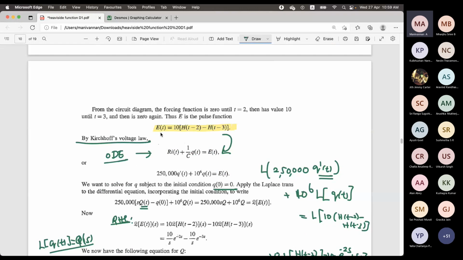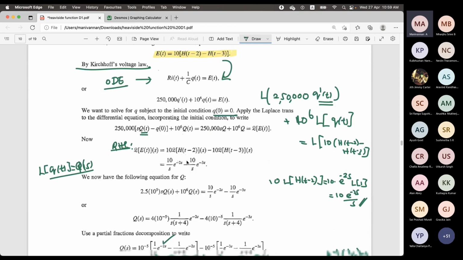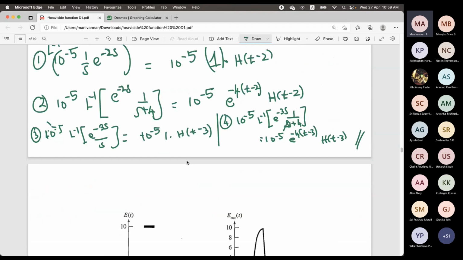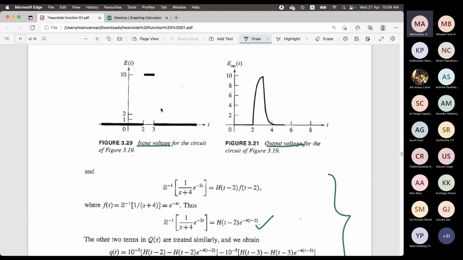Based on those functions, when t equals 2 it is 10, and between t equals 2 and 3 we have 10 times of t minus 2 minus t minus 3, just using Kirchhoff's voltage law. Since it is a first order differential equation, we are able to solve it in an easy manner. Comparing the analysis of the results, until 2 there is no output, and between 2 and 3, within this 1 second, it reaches 10 voltage. Then what will be the output if we are giving 10 voltage to that electric circuit?